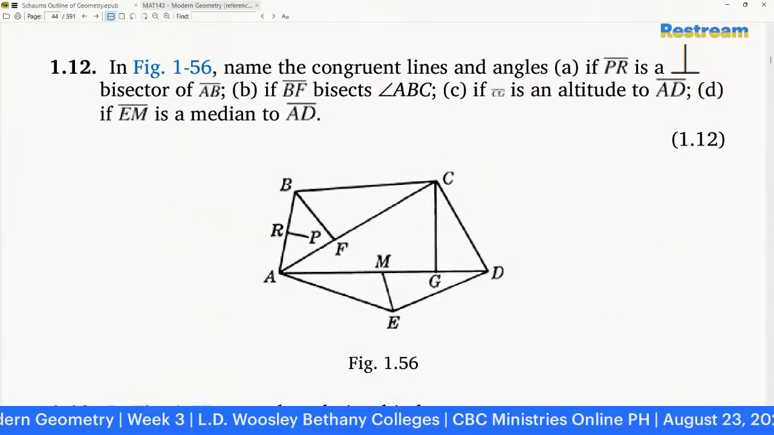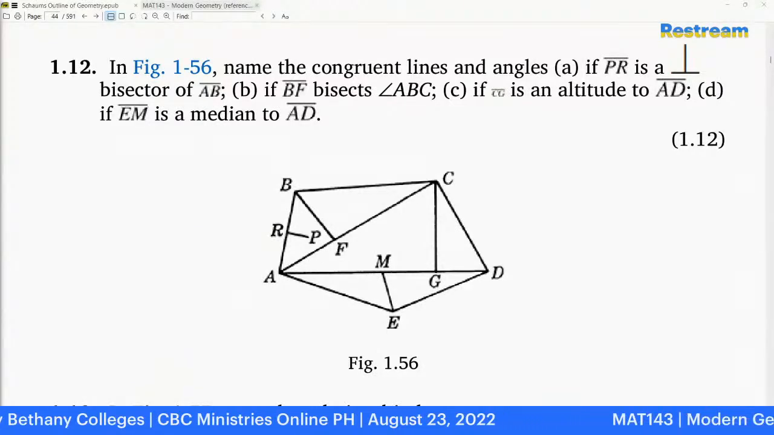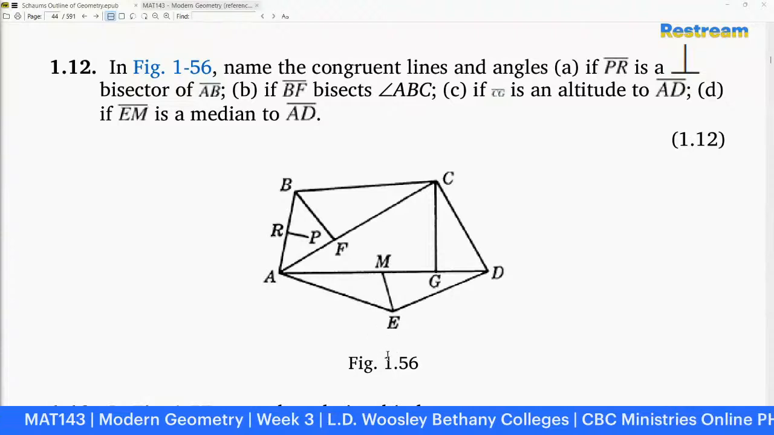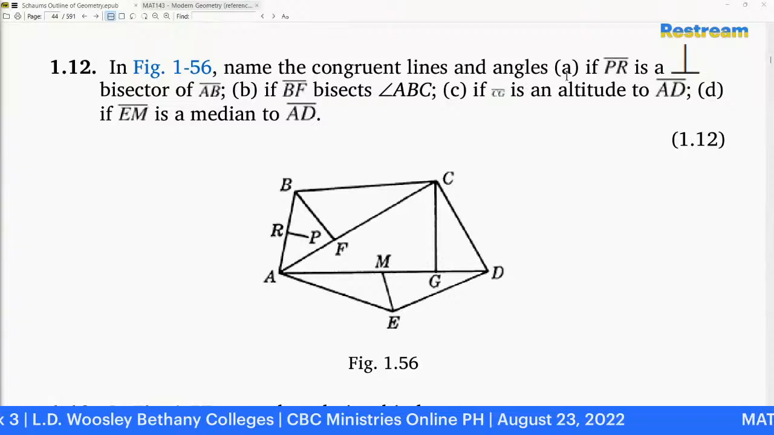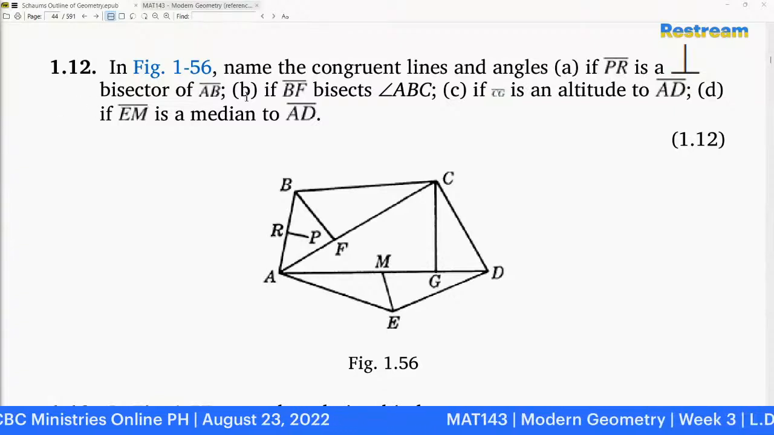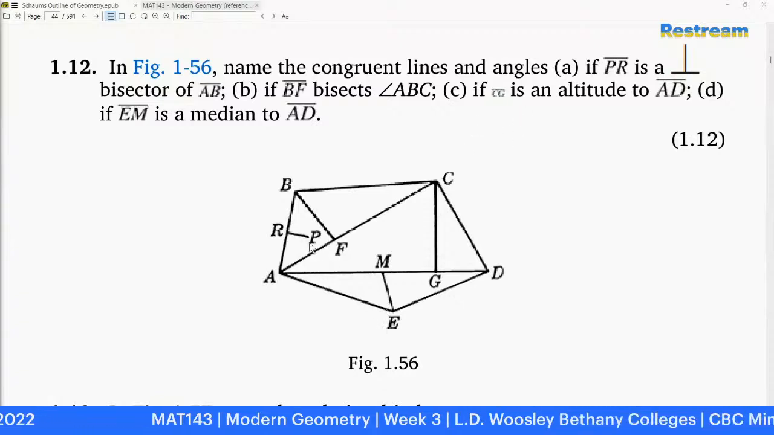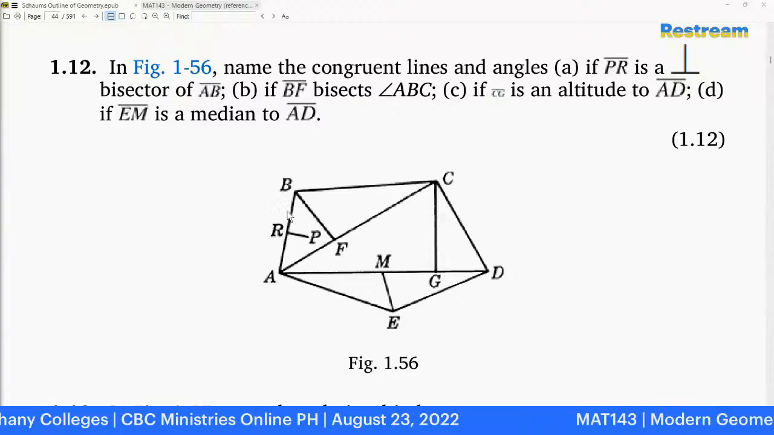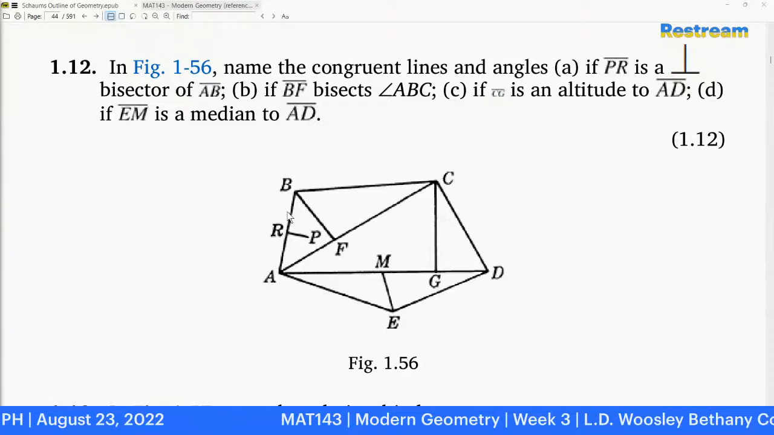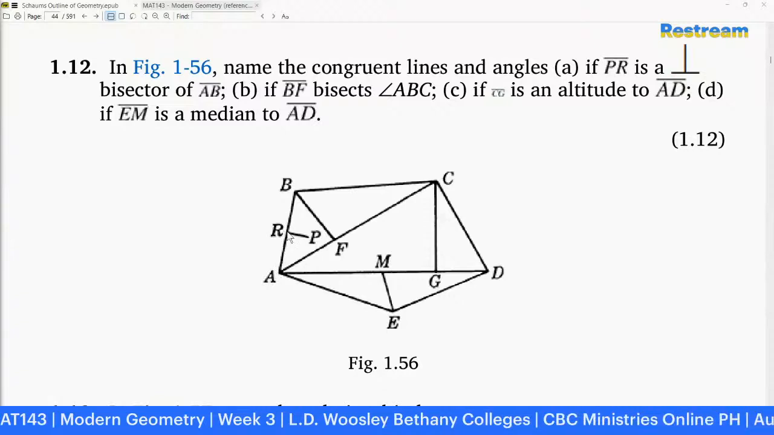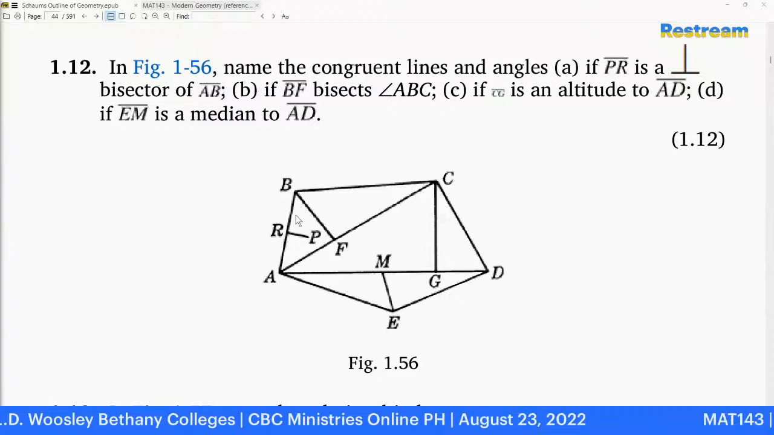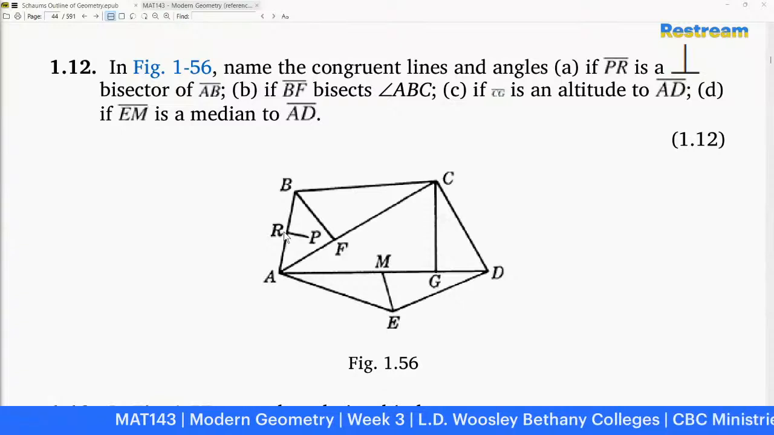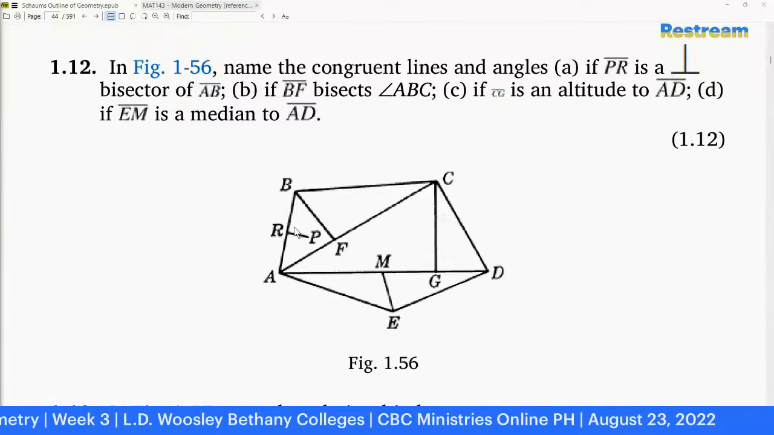Right. So I think this is an interesting one regarding congruency for 1-12. Based on this figure 1.56, name the congruent lines and angles. If segment PR is perpendicular bisector of AB. So PR is actually a bisector of AB, meaning it separates by two congruent or equal segments. Okay, equal segments. What are those equal segments? Obviously, it's AR congruent to BR or RB. Okay, since we assign PR as a line bisector or a perpendicular bisector. Ibig sabihin yan, it forms actually 90 degrees because it's a perpendicular bisector.